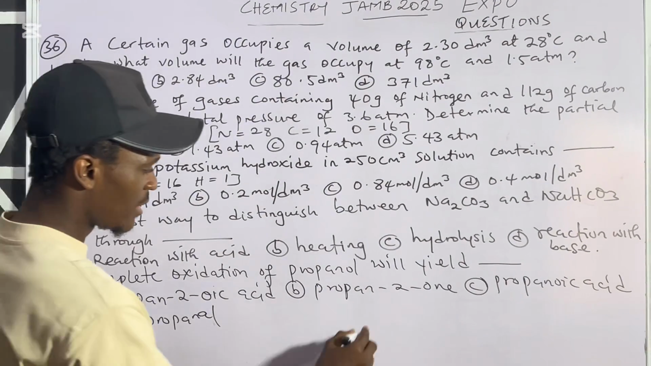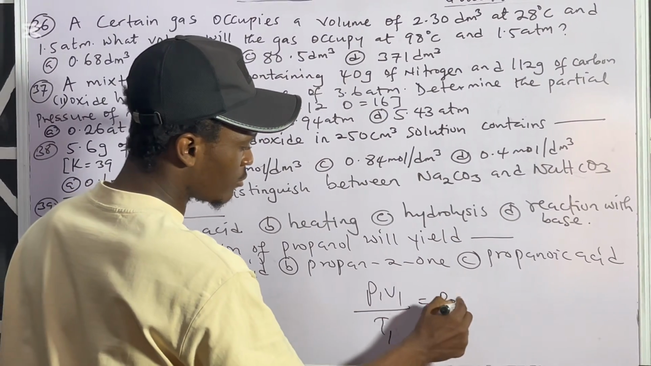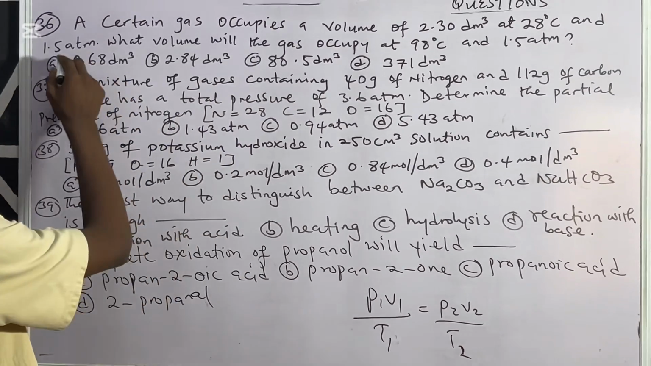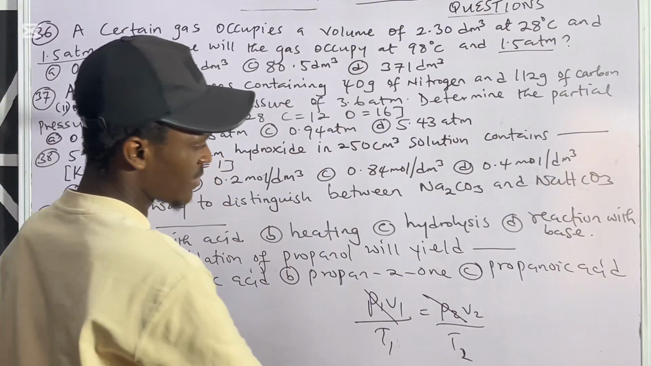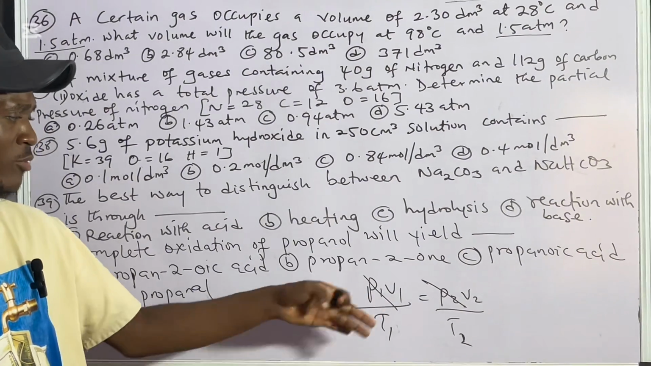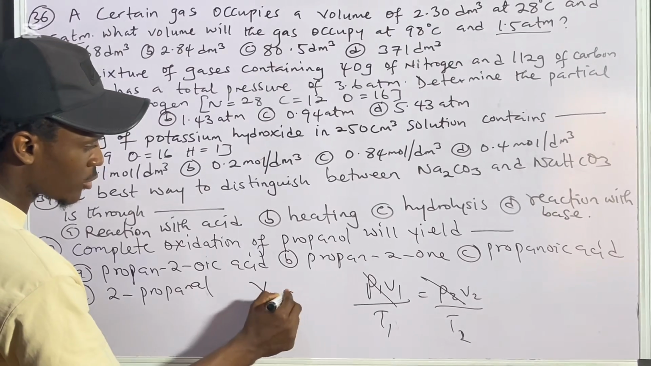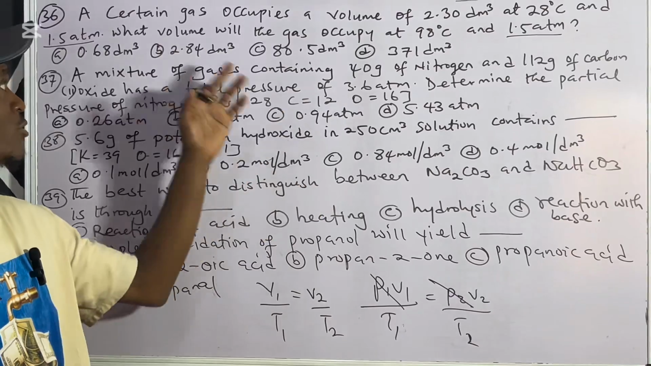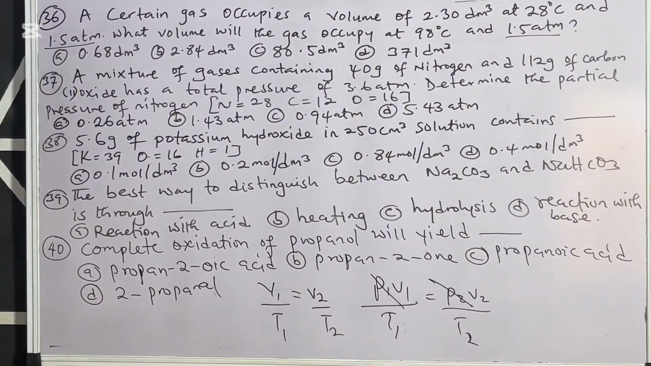The reason is that with P1V1 over T1 equal to P2V2 over T2, which so many students will use, the pressure given in the initial and final states are the same. So P1 will strike out P2, because they are the same. That's at constant pressure. So it's best to not waste your time and just go with V1 over T1 equal to V2 over T2, to save time.